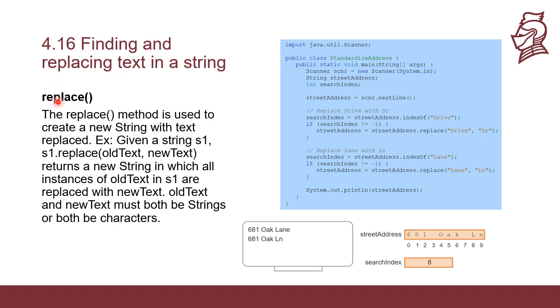So the replace method of the String class can be used to replace text in a string. And you just call it this way. So here's the street address as a string, dot replace, and then the target that you're looking for and what you want to replace it with. And that's it. Pretty straightforward.